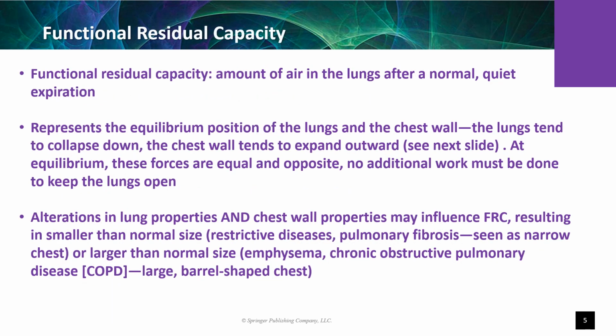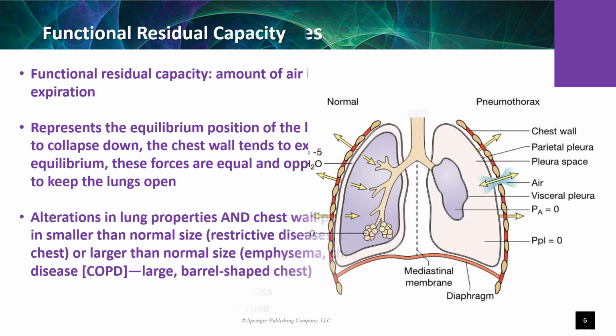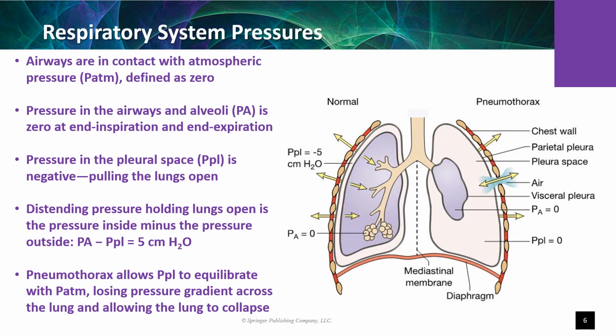Functional residual capacity is the amount of air that is left after expiration. When a spontaneous pneumothorax occurs, air accumulates in the pleural space, allowing the lung to collapse. The pleural space contains a small amount of pleural fluid that keeps the tissues lubricated and reduces the friction between the chest wall and the lungs.